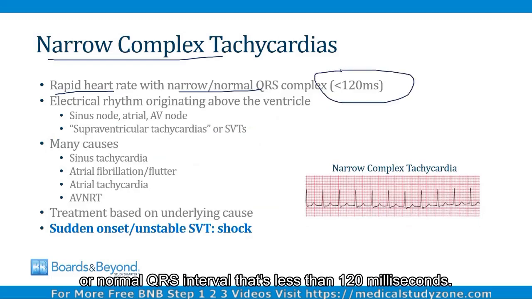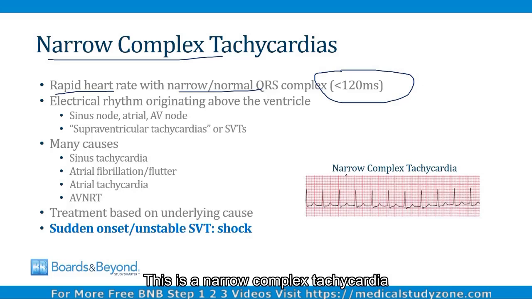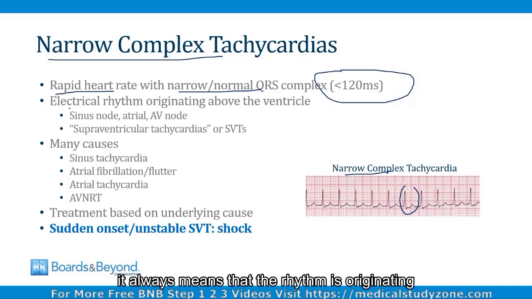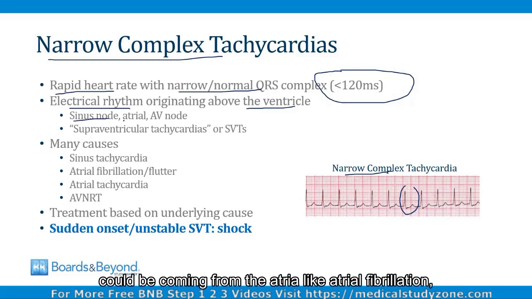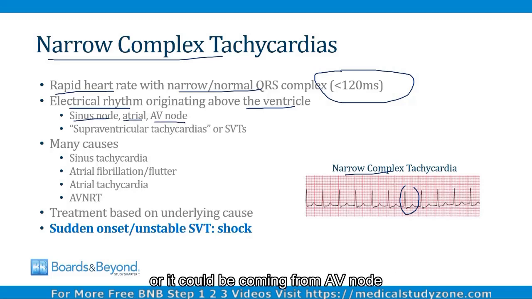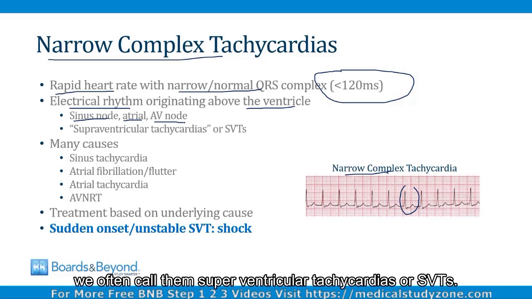In contrast, narrow complex tachycardias have a rapid heart rate with a narrow or normal QRS interval that's less than 120 milliseconds. This is a narrow complex tachycardia shown on the screen here, and hopefully you can appreciate that these QRS intervals are not wide. When the QRS interval is narrow, it always means that the rhythm is originating above the ventricle. It could be coming from the sinus node, like sinus tachycardia. It could be coming from the atria, like atrial fibrillation, or it could be coming from the AV node, like AV nodal arrhythmias.